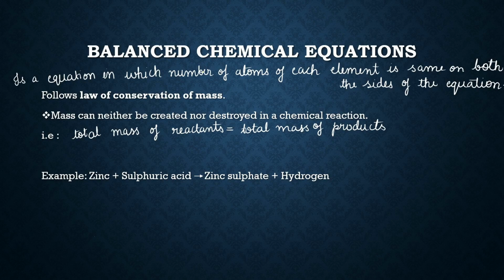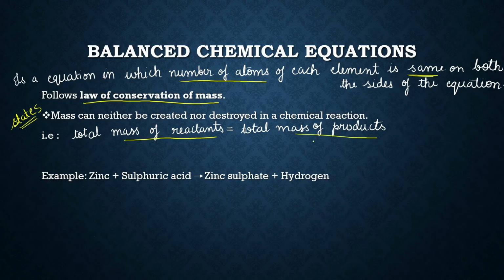Next is the balanced chemical equation. What are balanced chemical equations? It is an equation in which the number of atoms of each element is the same on both sides of the equation. What is the necessity of writing a balanced chemical equation? It is because it needs to satisfy the law of conservation of mass. What does the law of conservation of mass say? The law of conservation of mass states that mass can neither be created nor destroyed in a chemical reaction. That is, the total mass of the reactants must be equal to the total mass of the products.